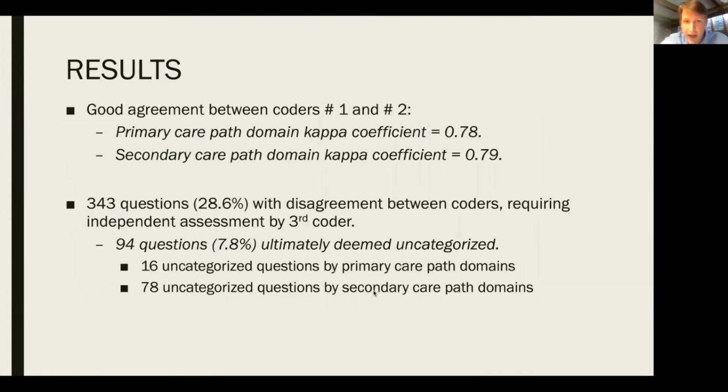In terms of looking at all the questions, there was good agreement between the initial 2 coders. Both in the primary care path and secondary care path domains, there was good to excellent agreement according to the Kappa coefficient. About a third of questions, however, had some sort of disagreement with either categorization. So a third coder was asked to assess those questions, and in most cases, the questions were then categorized, but in about 7.8% of questions, 94 questions total, we ultimately called them uncategorized.